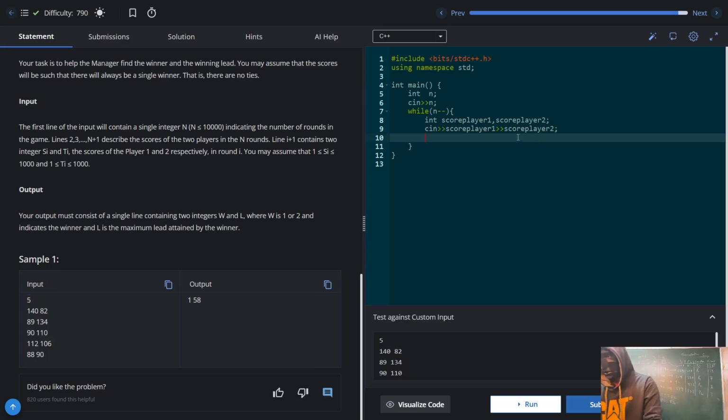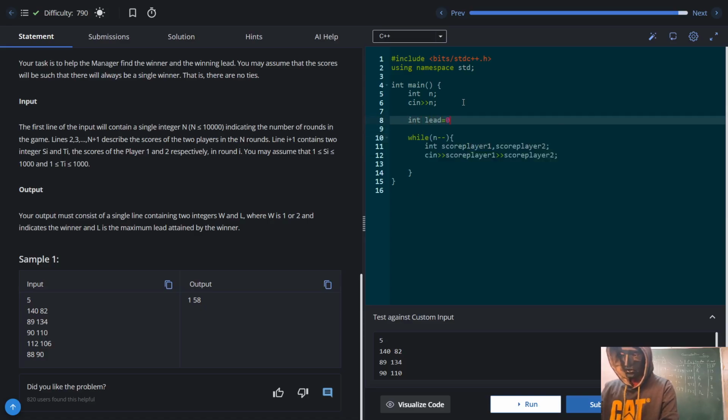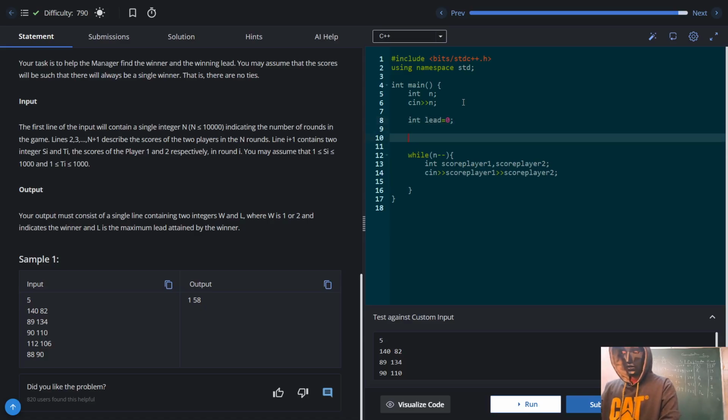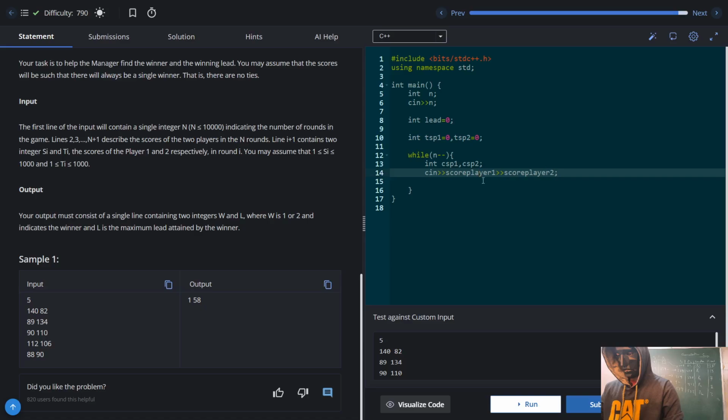So first, what I said is that we need to take lead, and lead will be initially 0. We don't have any player leading the game because the game has not started yet. Now we'll be taking the total score of player 1, which is initially 0, the total score of player 2, which is initially 0, and let's take the current score of player 1 in the round, let's say first round, second round, third round, in that case the current score of player 2, current score of player 1, current score of player 2.